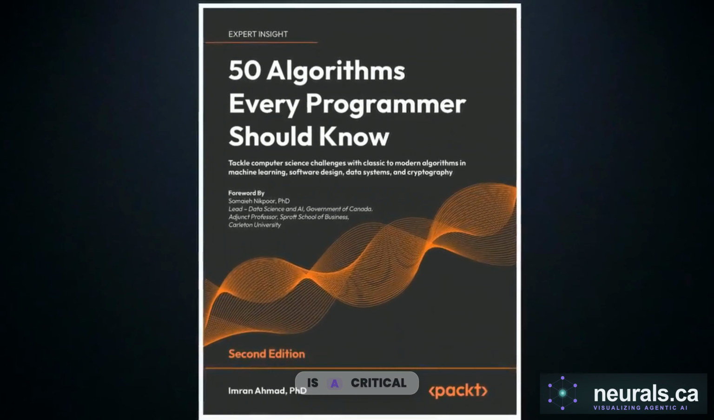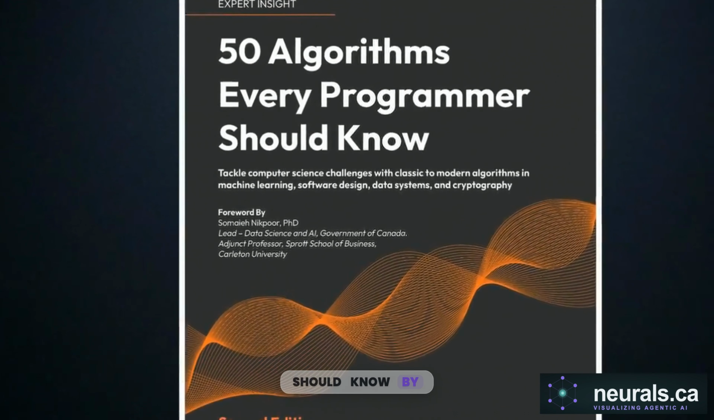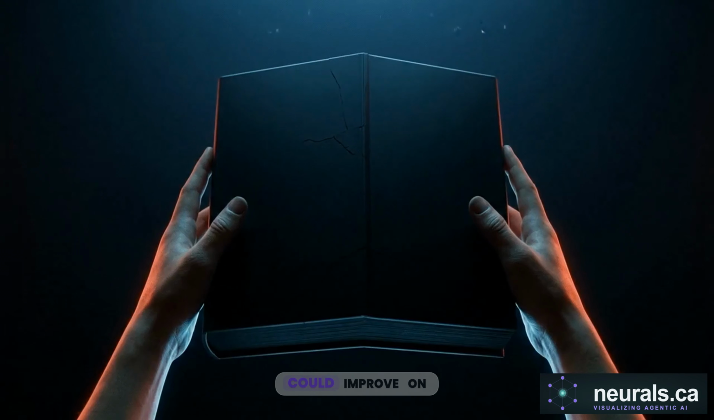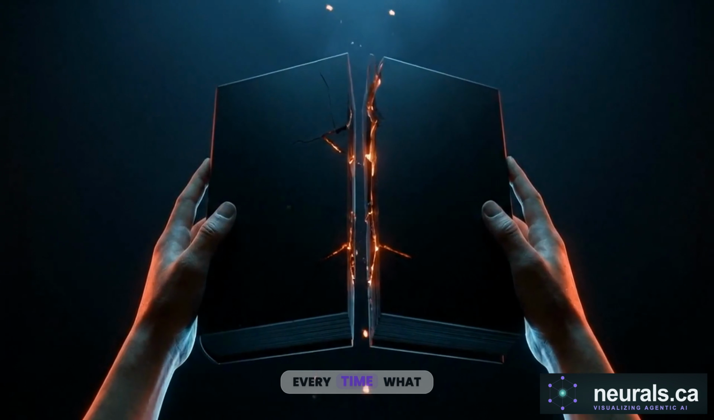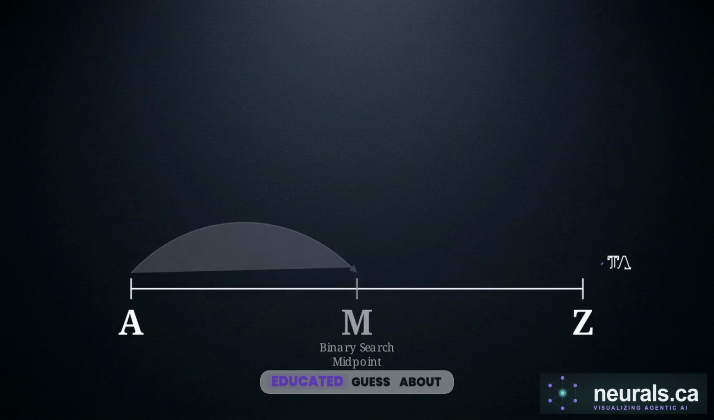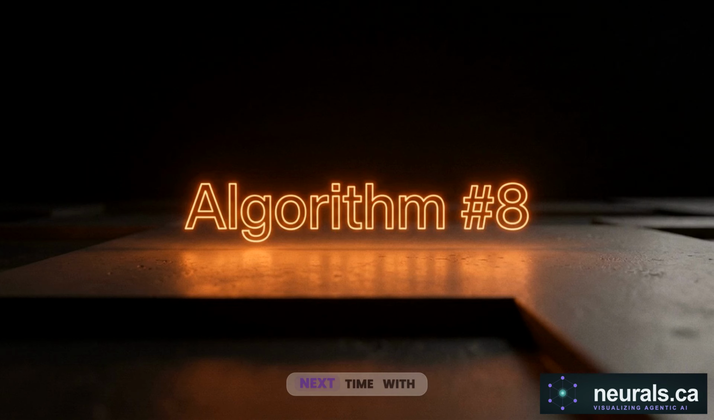Binary search is a critical pillar of 50 Algorithms Every Programmer Should Know by Imran Ahmad. But what if we could improve on this? Instead of blindly cutting the data in half every time, what if the algorithm could make an educated guess about exactly where the target lives? We will tackle that next time with interpolation search.